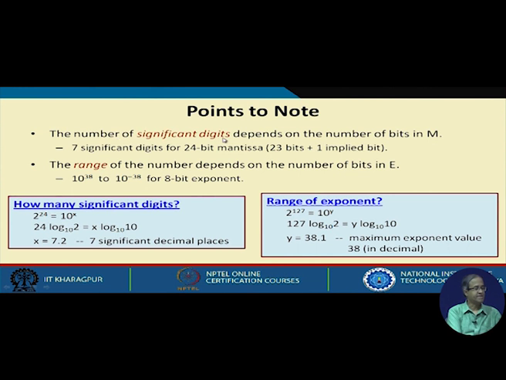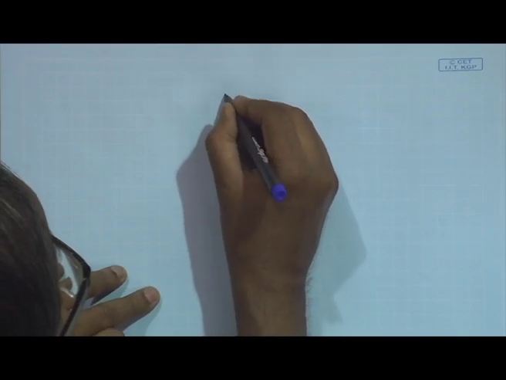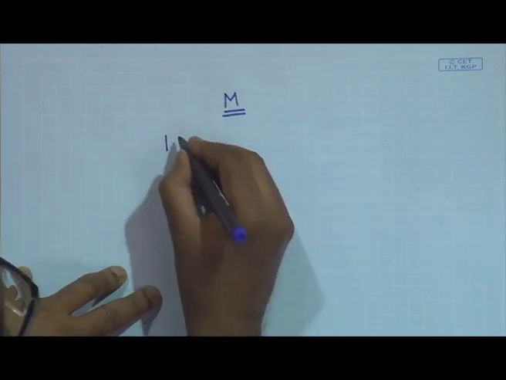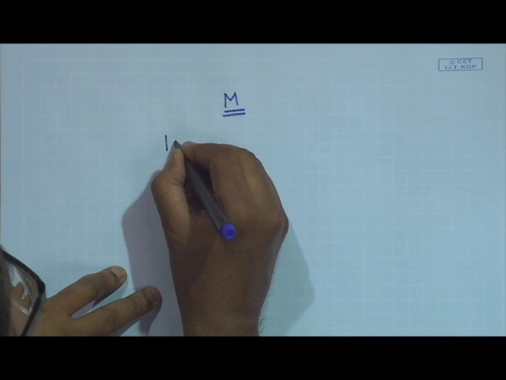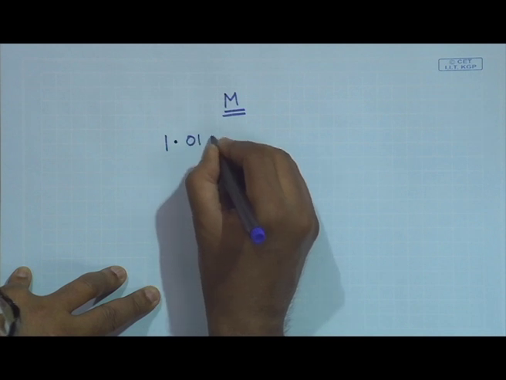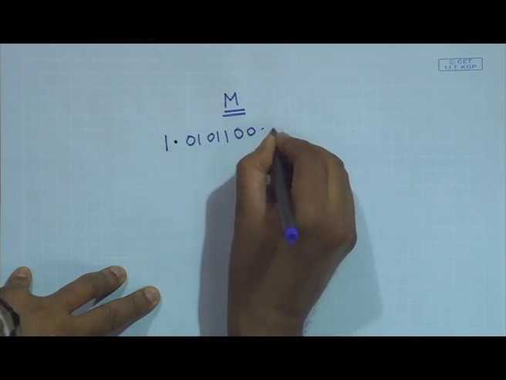This is the number of significant digits. It will depend on how many bits you have in m. Now, although for single precision, we have kept 23 bits in the mantissa, actually the idea is as follows. The mantissa is represented as a number which always starts with a 1, and there is an implied radix point here, and after that you can have anything: 0 1 0 1 1 1, anything after that.